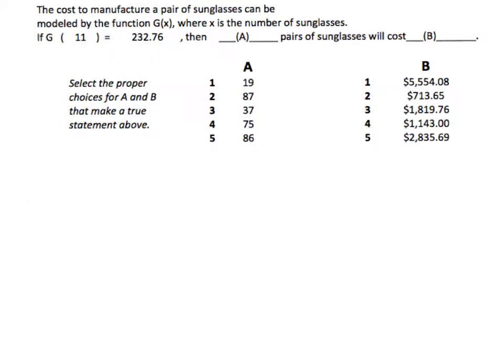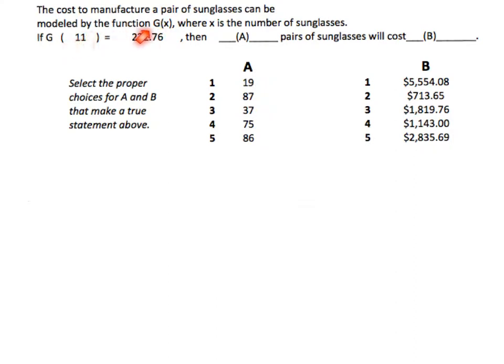The cost to manufacture a pair of sunglasses can be modeled by the function g of x, where x is the number of sunglasses. The cost to manufacture. So if I replace x with 11, 11 represents the number of what? Sunglasses. 11 is the number of sunglasses. This is the cost to manufacture them. You're not given any other part of the function.